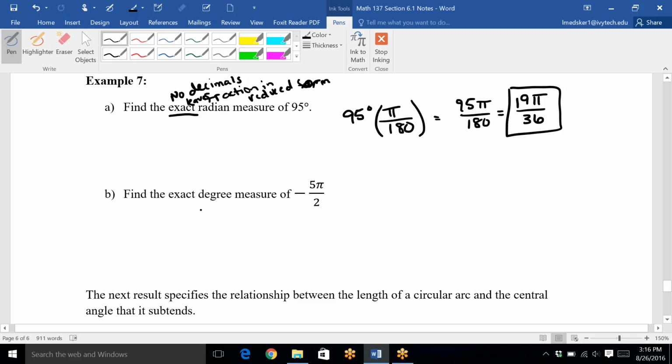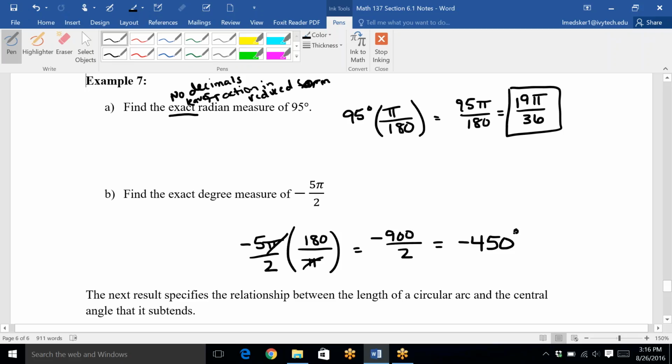To do the opposite way, we do negative 5 pi over 2, but this time this is radians already, so you want to turn this into degrees, so you want the pi to cancel out. So anytime you're trying to go back to degrees, you want the pi in the denominator. So that makes this negative 900 when you multiply those two together, divided by 2, which is negative 450 degrees. Okay, so that gets us caught up on 6.1, and the notes now for that section are complete.